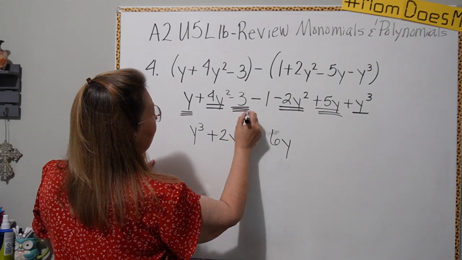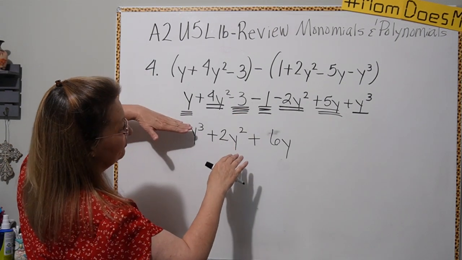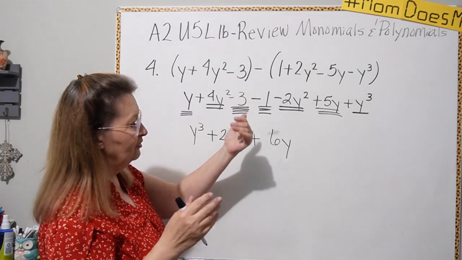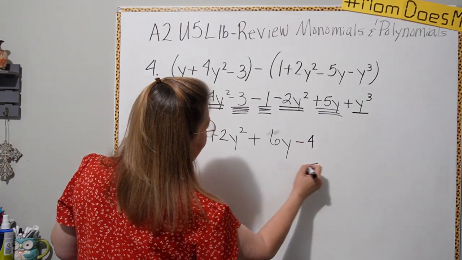Then I have, I don't know how many lines I'm at now. You notice I try to underline matching terms with the same number of lines. When I run out of room, I go to dots. All right, negative 3 minus 1 is negative 4.